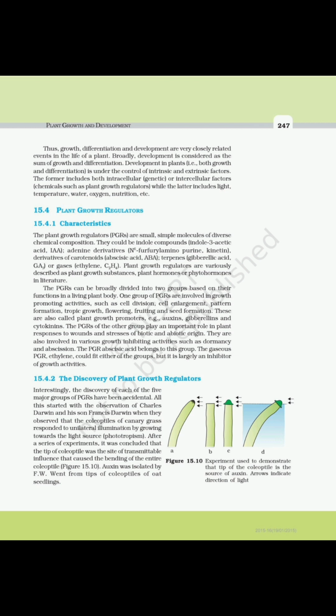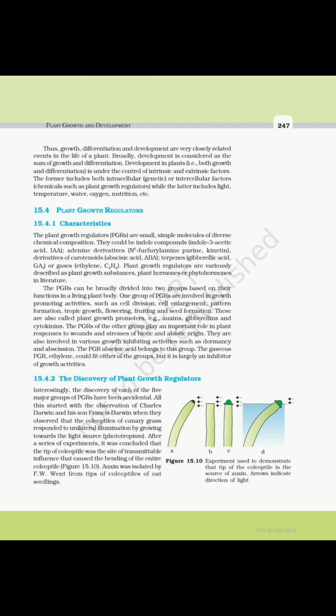Thus, growth, differentiation and development are very closely related events in the life of a plant. Broadly, development is considered as the sum of growth and differentiation. Development in plants, i.e., both growth and differentiation, is under the control of intrinsic and extrinsic factors. The former includes both intracellular (genetic) or intercellular factors (chemicals such as plant growth regulators), while the latter includes light, temperature, water, oxygen, nutrition, etc.